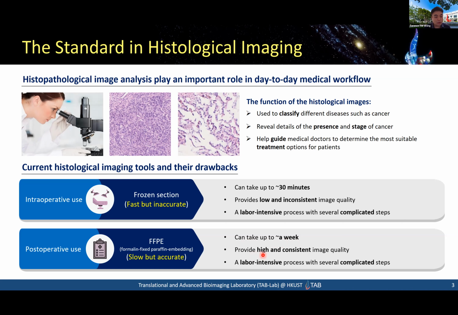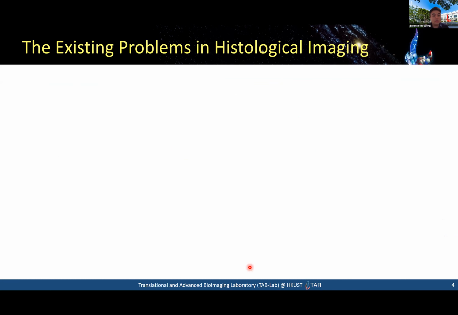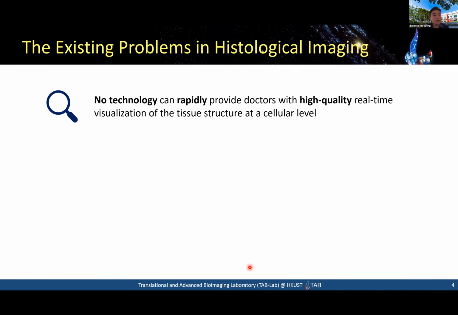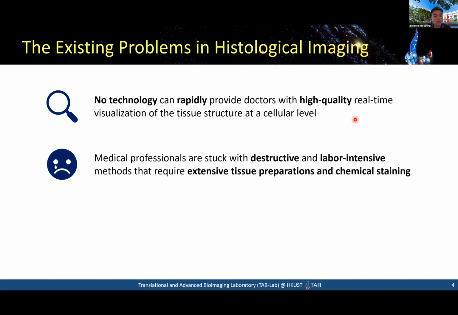But the advantage is obviously that it provides very high and also consistent image quality for different types of organs. So it's very useful, but again, it's still very laborious. So conclusively, what are the problems in histological imaging then? There is no imaging technology that can rapidly provide doctors high quality visualization of the tissue structures with cellular-level clarity. Okay, so very hard to do that.